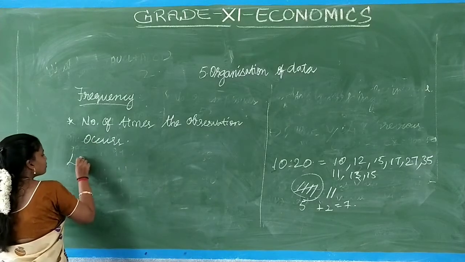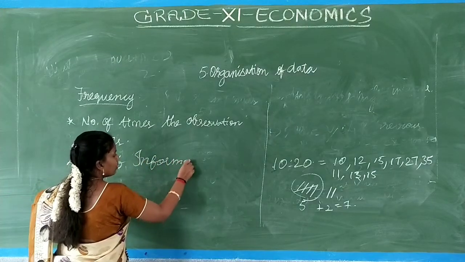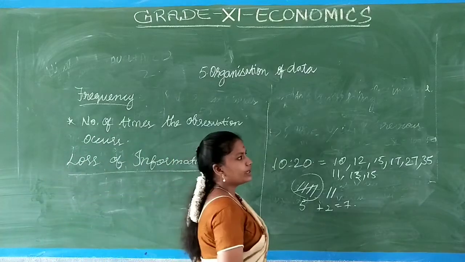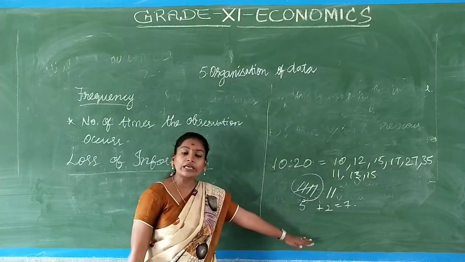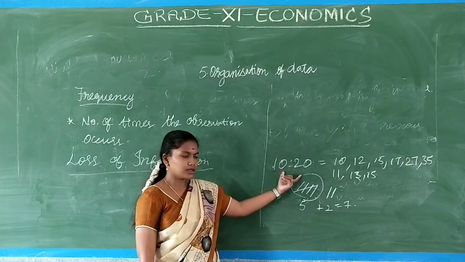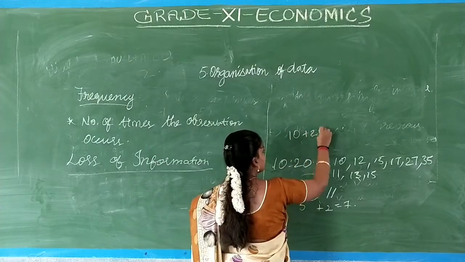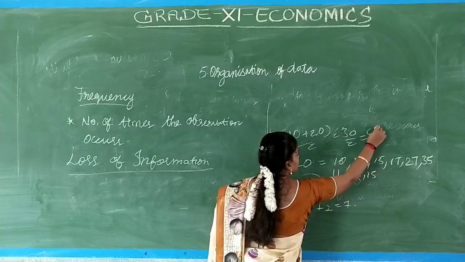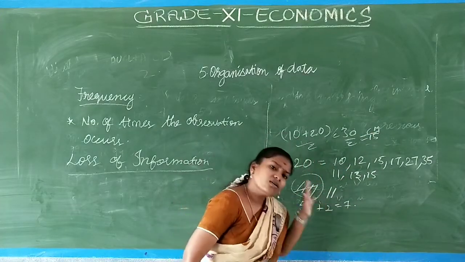Let us talk about the next topic, which is loss of information. Once you calculate the frequency, what happens? You talk about the frequency only for every calculation, or you find the class mark. Here you find the class mark. What will be the class mark? 10 plus 20 by 2, 30 by 2, which is 15. So the class mark is 15 and the frequency of that particular class is 7. You will take only this information.